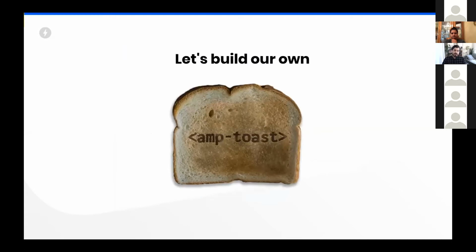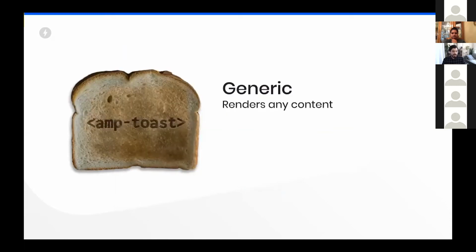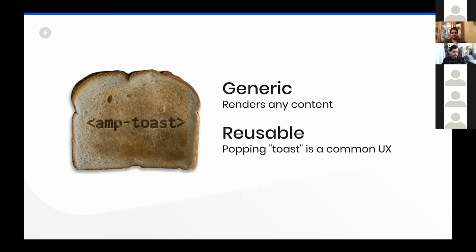So if we were to build our own component, I'm going to use a hypothetical example for an AMP toast component. This is generic because it can render any content inside of it. The idea is that a toast is a small element that pops up on the bottom left corner of your page briefly and can render anything inside it. So since it can render any content, it's not just useful for one particular website. And it's reusable because this is a common user experience that many websites may want to adapt.